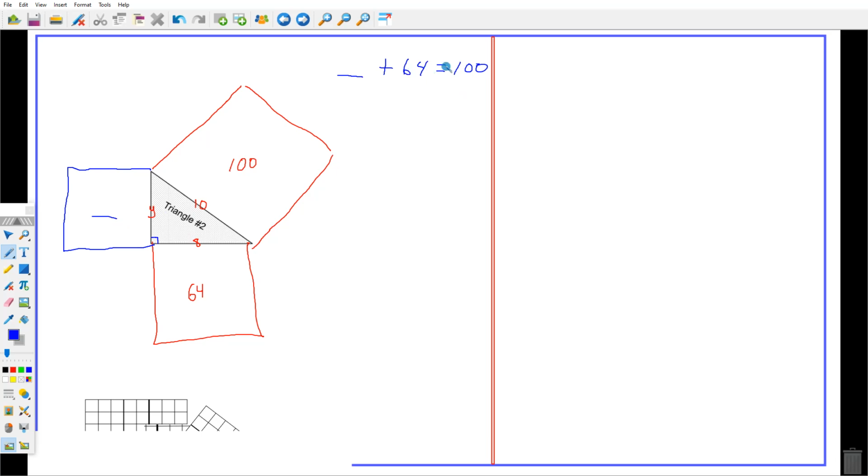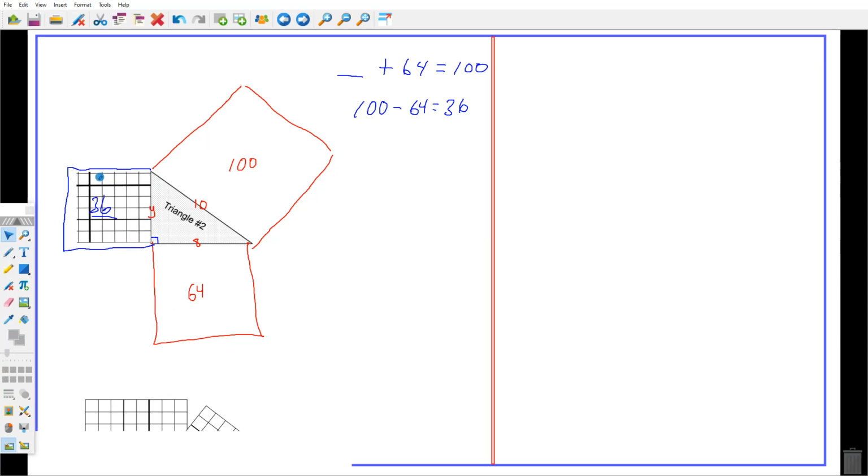So that turns into a subtraction question. What is 100 take away 64? Well, that's going to be 36. So the area of this square here is 36. Your final answer is going to be the side length of a square that has an area of 36. So once again, that's the square root.